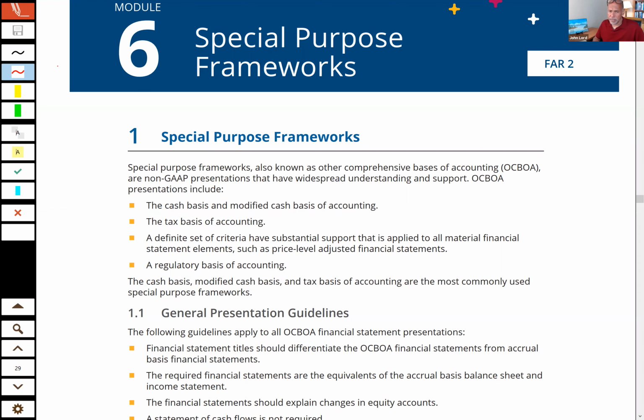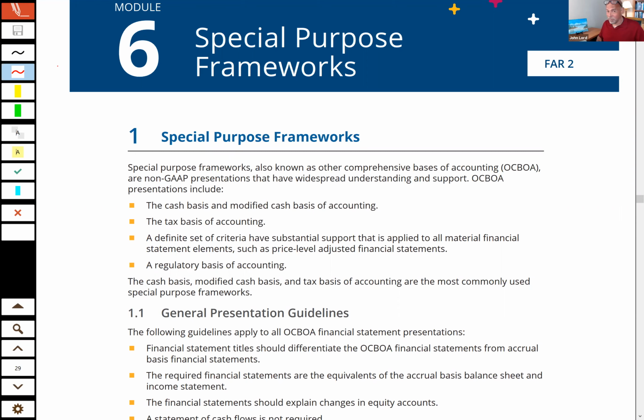So the main thing we're going to focus on here is, if a company has to prepare statements using something other than full accrual accounting, what will we call the balance sheet and the income statement? Basically, that's what we're talking about, because you're not able to call it the balance sheet and the income statement unless you're using full accrual statements. That's pretty much all we're talking about in the beginning of module 6.